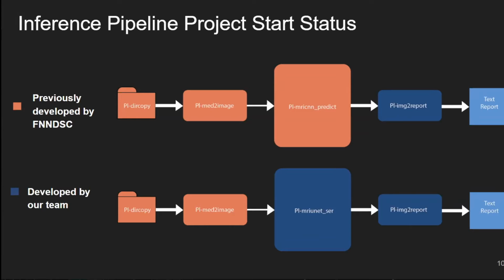So for the inference pipeline, the first step is still dircopy. Then we use a CHRIS plugin called med2img to convert DICOM to images, then feed the images into the neural network plugin MRICNN. The current MRICNN plugin can only run inference using one model at a time. That is enough for our first inference pipeline, which is segmentation of the whole brain. What we've built are the MRI-unet-SCR and image-to-report plugins, which will be introduced later as well. Next, please.